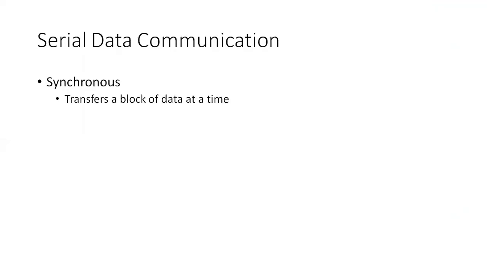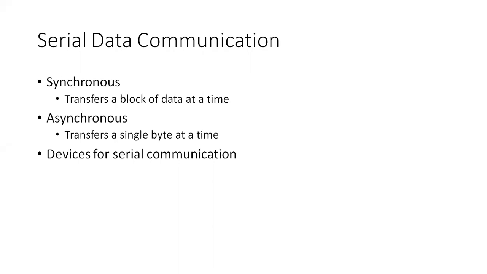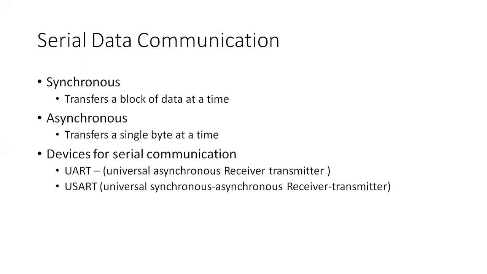There are two types: one is synchronous, another one is asynchronous communication. Synchronous communication transfers a block of data. Asynchronous communication transfers a single byte at a time. The devices for serial communication are UART and USART. UART is universal asynchronous receiver transmitter, and USART is universal synchronous asynchronous receiver transmitter. These two devices will be used. For the 8051 microcontroller, we are going to use UART communication, universal asynchronous receiver transmitter.